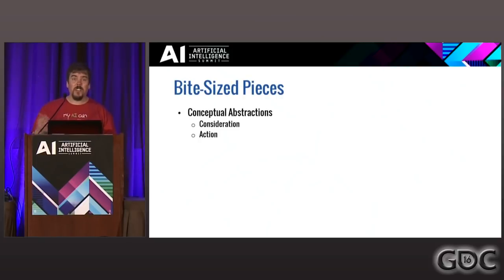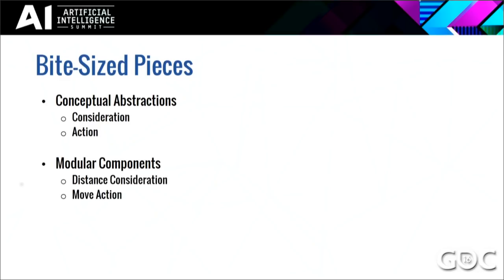So to get these bite-sized pieces, we start with what I've been calling conceptual abstractions. Conceptual abstractions are the different types of pieces that we might plug together. For example, a consideration is one conceptual abstraction. Considerations evaluate some aspect of the situation, and then I combine the considerations together to get an overall decision. Actions are a different conceptual abstraction, right? Actions are the things that I'm going to do as a result of some decision that I've made.